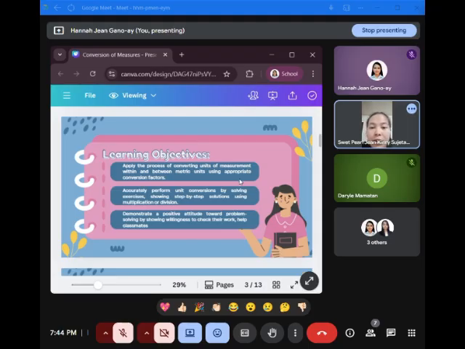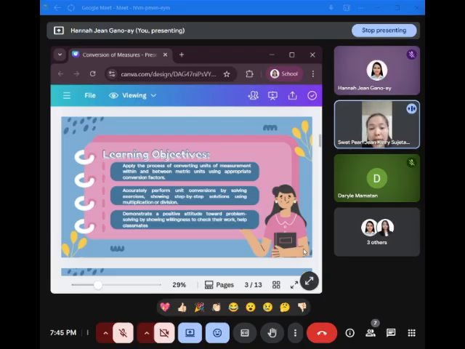So these are our learning objectives. By the end of the lessons, you students will be able to, first, apply the process of converting units of measurement within and between metric units using appropriate conversion factors. Second, accurately perform unit conversions by solving exercises showing step-by-step solution using multiplication or division. The third, demonstrate a positive attitude toward problem solving by showing willingness to check your work and help your classmates.